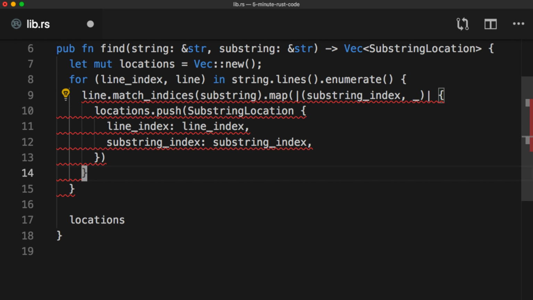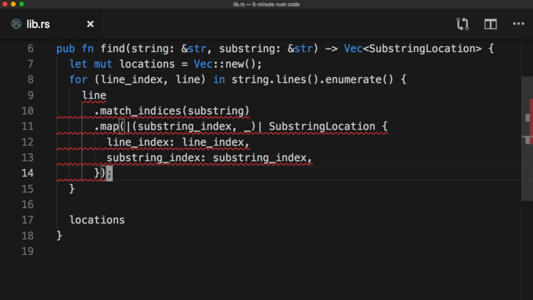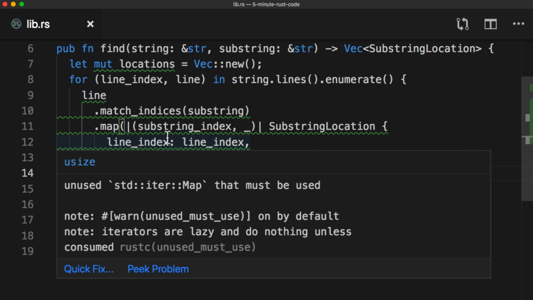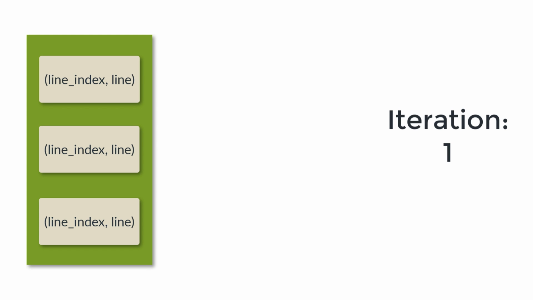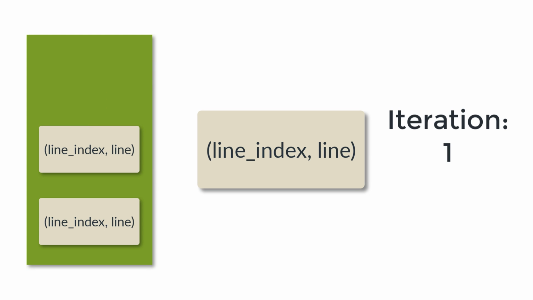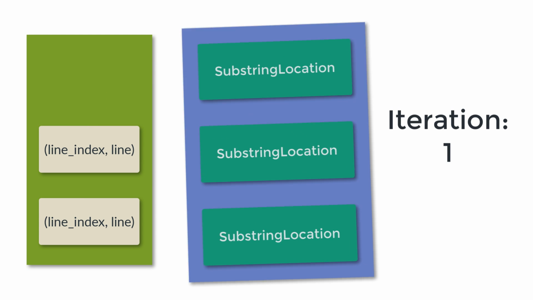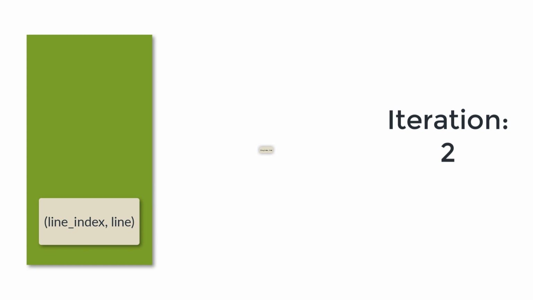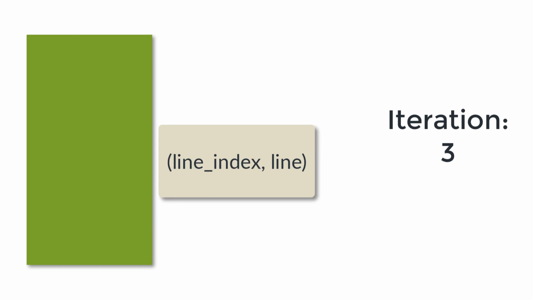We can now also get rid of manually pushing our structs onto the locations vector. Once we've made the change, we see a small problem. We have a warning telling us that we're not using the result of mapping our iterator. We'll address this in the next step. As we iterate over the line_index, line pairs in our outer for-in loop, we transform them into iterators of SubstringLocation structs. But then we simply toss these iterators away. This is why we're getting a warning.